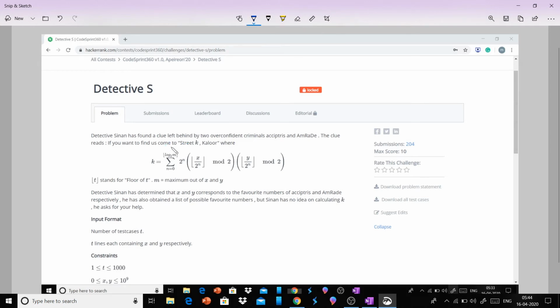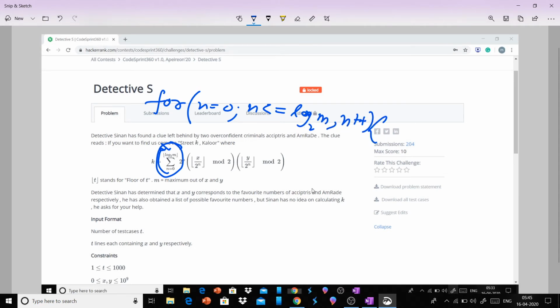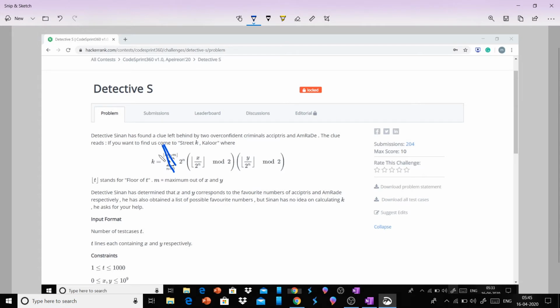So we have calculated log 2 x and we need to run this program from n is equal to 0 to log 2 x. This means that we need to run a for loop from n is equal to 2 to n less than or equal to log 2 x and n plus plus, right? So we have done this part.